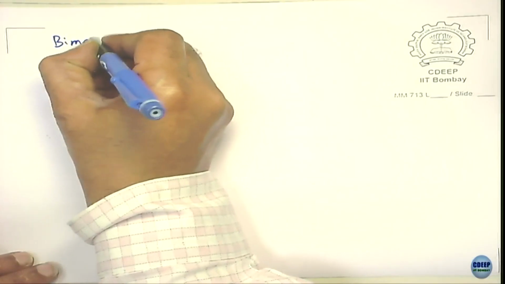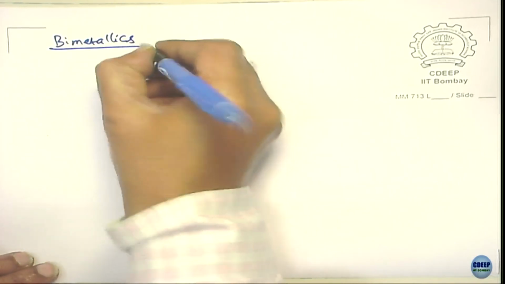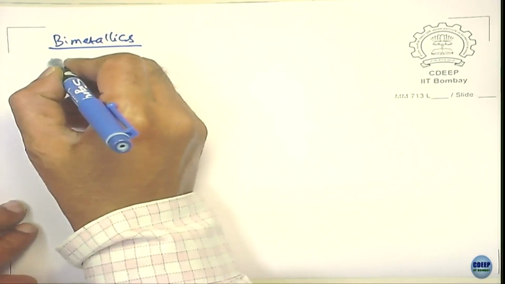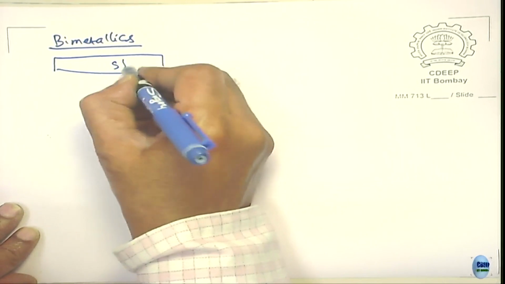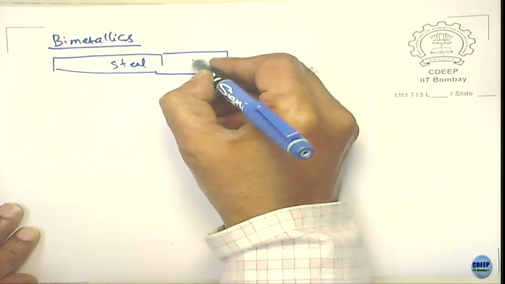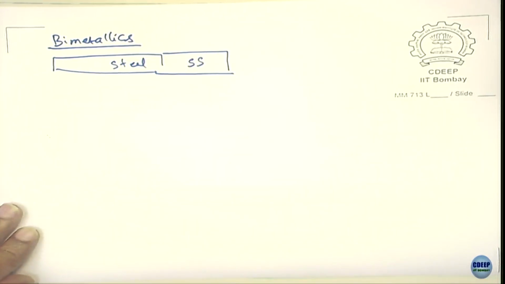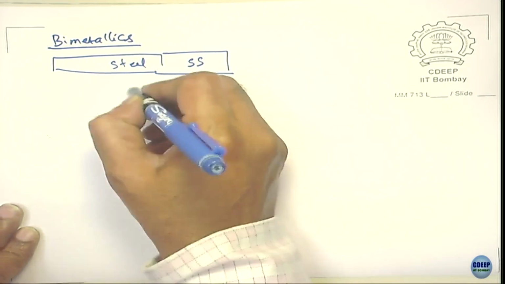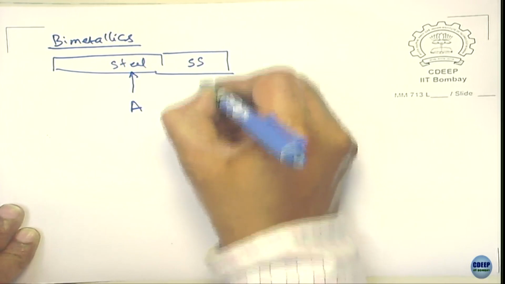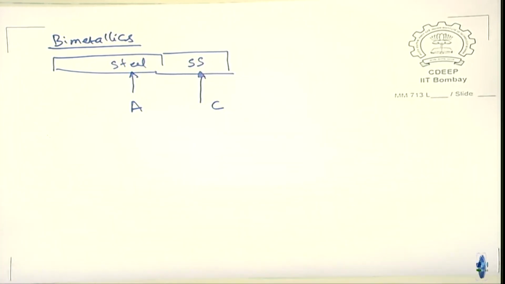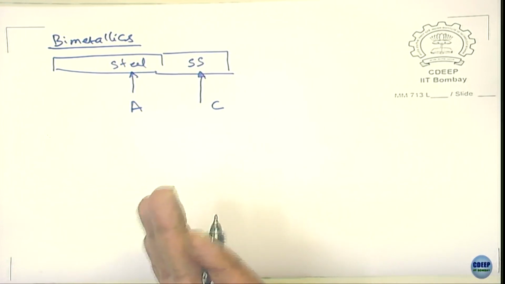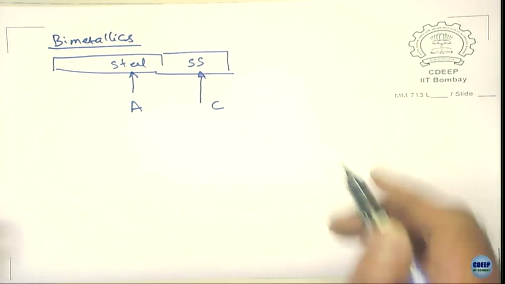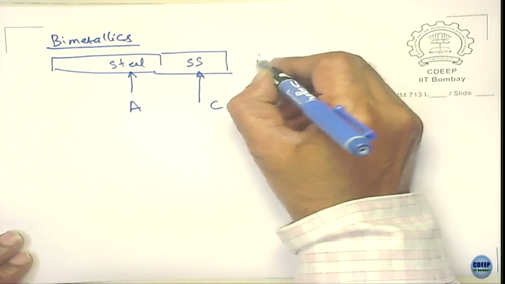Let us take a practical example, an engineering example, where you use bimetallics. You use bimetallics sometimes, let us say you may use steel, you may use stainless steel. What happens in this case? In this case, the steel becomes permanently anode, the stainless steel becomes permanently cathode here. This is one type of localized corrosion, and we call it bimetallic corrosion, or we can call it galvanic corrosion.